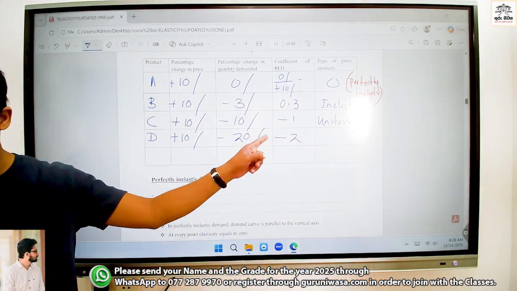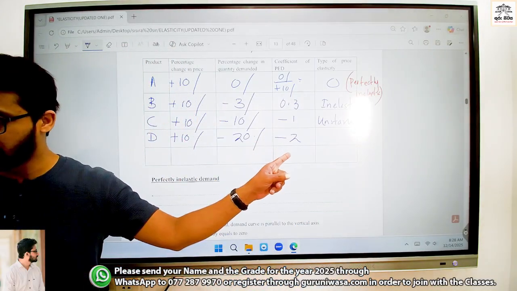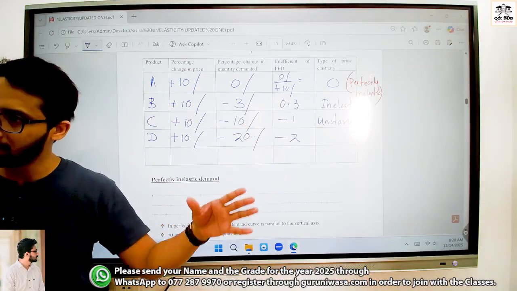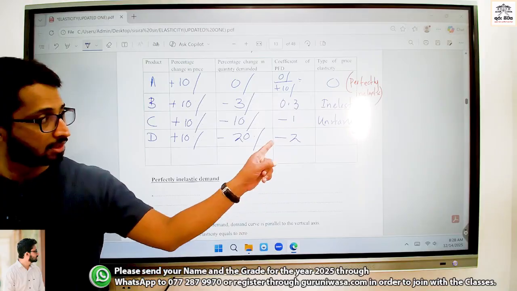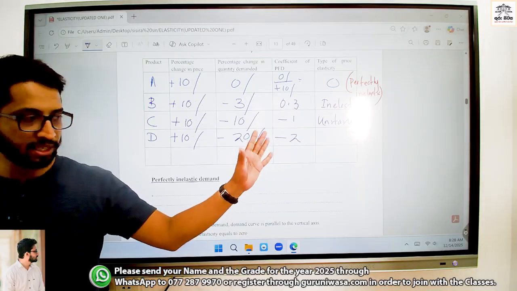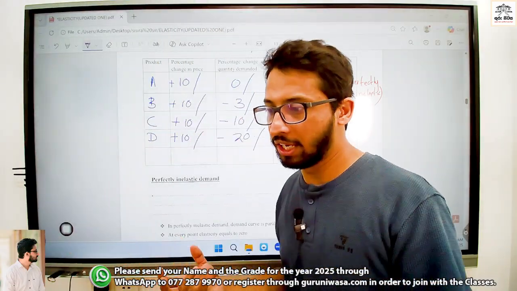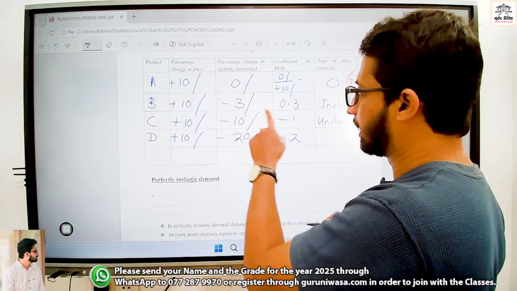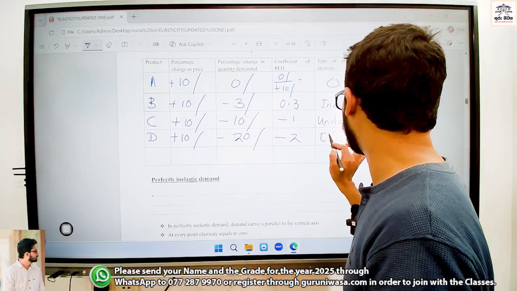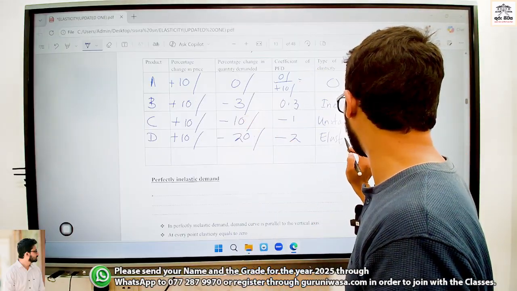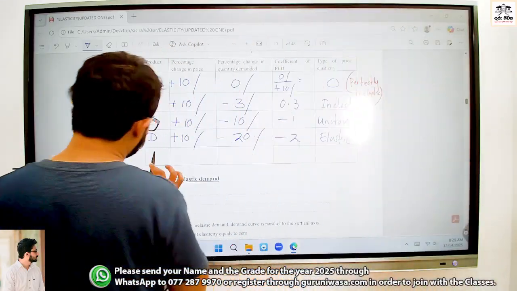Son, forget the minus sign. Otherwise don't say, sir, -2 means less than 1. Oh, -2. Forget the minus sign. Just consider the 2. Absolute value 2 means more than 1. Then product D belongs to the elastic category. Product D is elastic. Last.